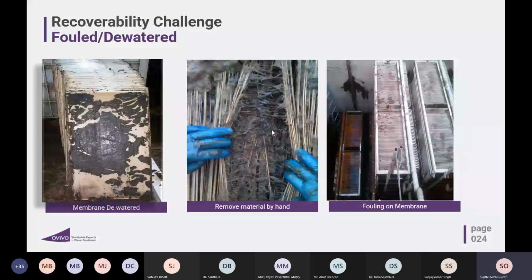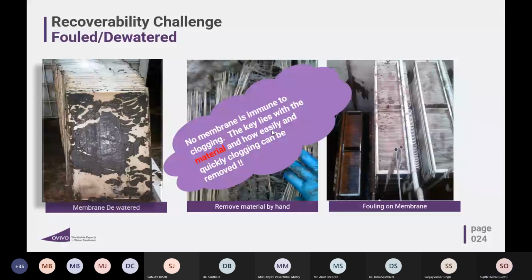that typical fouling, which can be an iron fouling also. It can happen iron fouling or any organic fouling. As I said, no membrane is immune to clogging, right? The key lies with the material, right?